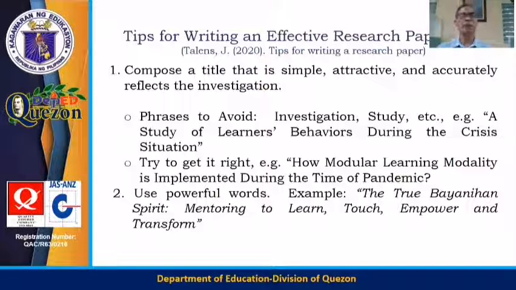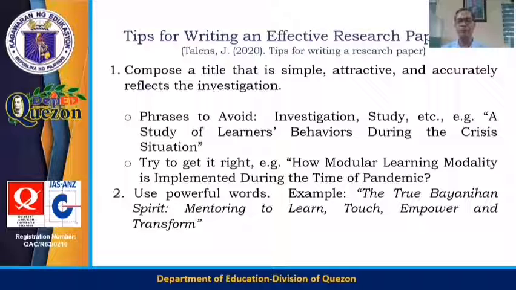Second point, use powerful words. The best example of this is the research project entitled True Bayanihan Spirit, Mentoring to Learn, Touch, Empower, and Transform. So the title is complete in itself because the strategy to use is incorporated in the title, that is True Bayanihan. And what is the expected output or outcome of the study?